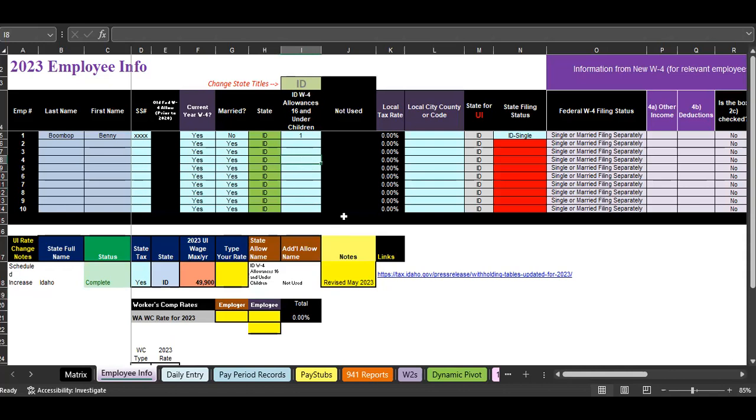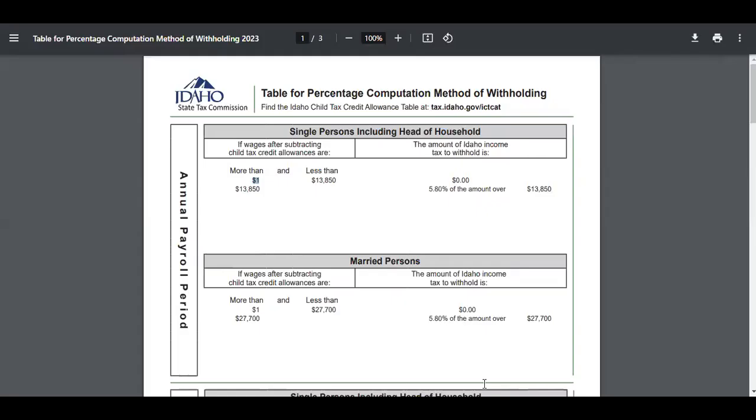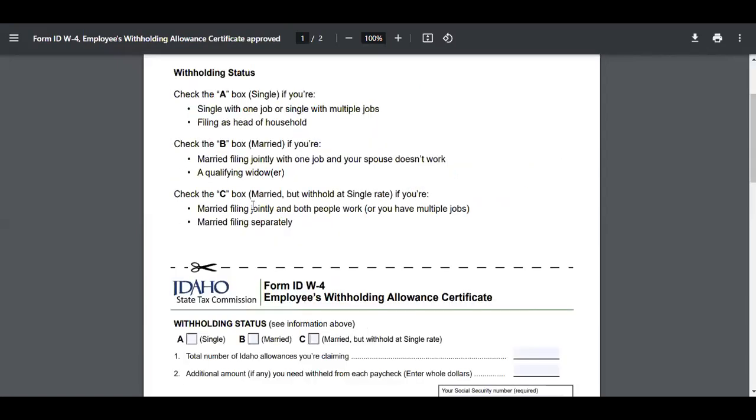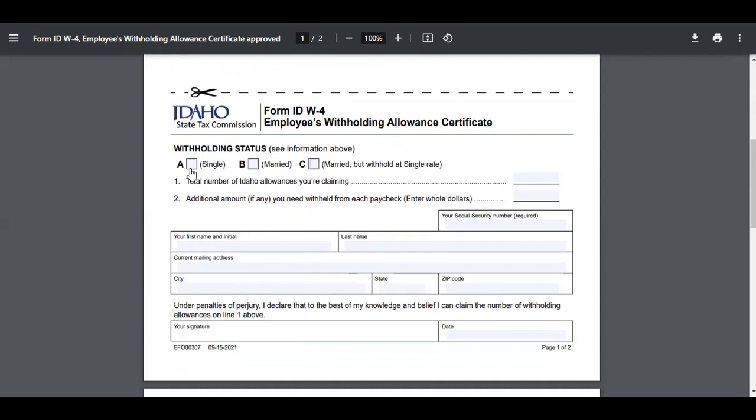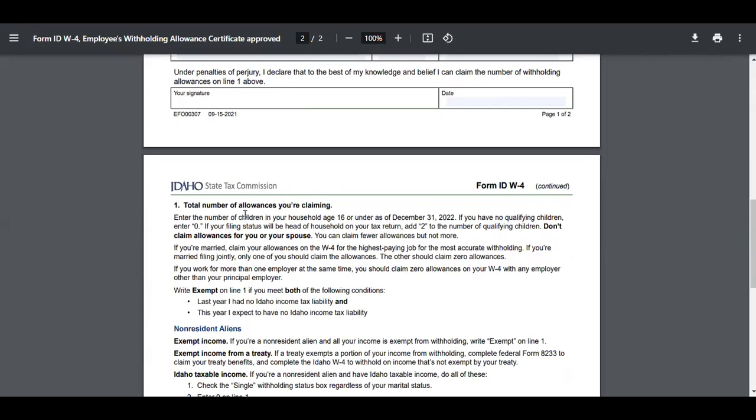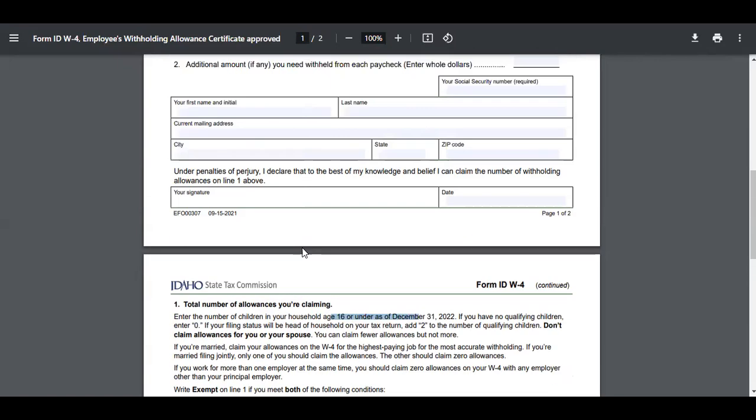So what do you need? Well, if you're in Idaho, you need your employee first to fill out an ID W-4 form, which is this. It's pretty easy. You're going to choose a filing status: single, married, married at single rate, which is just like filing single, basically. You get to choose the status here, and then the number of allowances you have. And that's generally going to be children under the age of 16. That's basically what your allowance number is going to be.